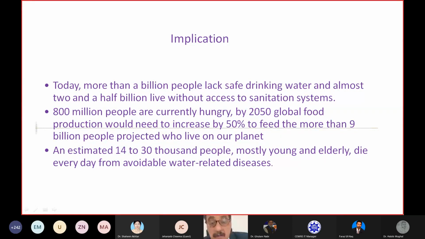Why am I talking about long range? Because water is a resource which cannot be managed in days and years. It takes years, it takes decades. So we must understand how we live on the planet. An estimated 14 to 30,000 people, mostly young and elderly, die every day. This is much more severe than this COVID-19.